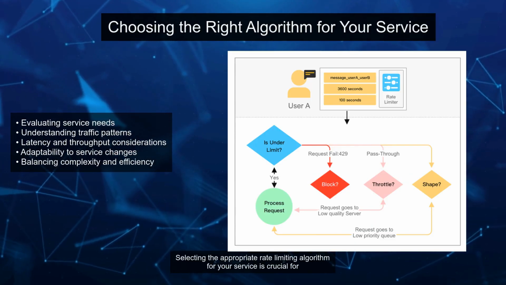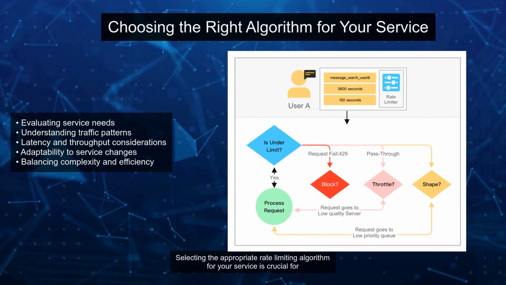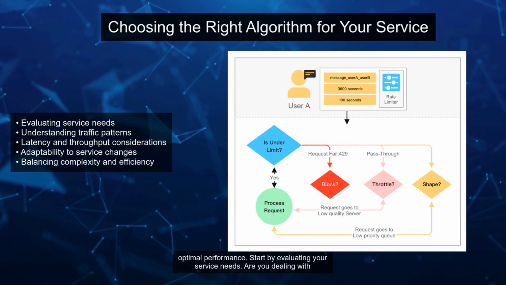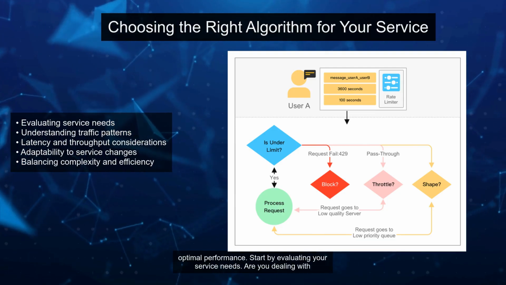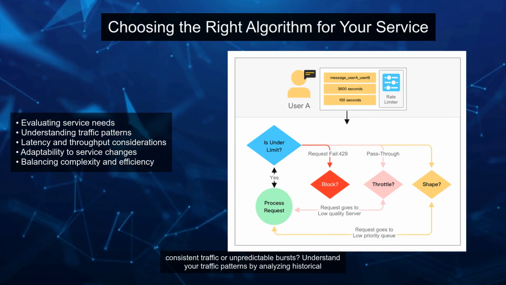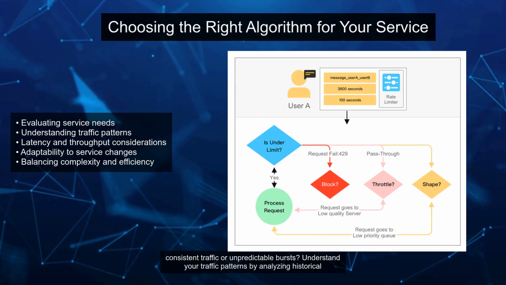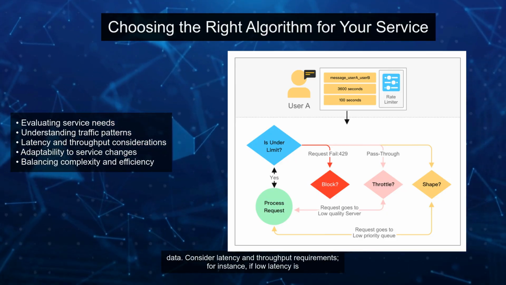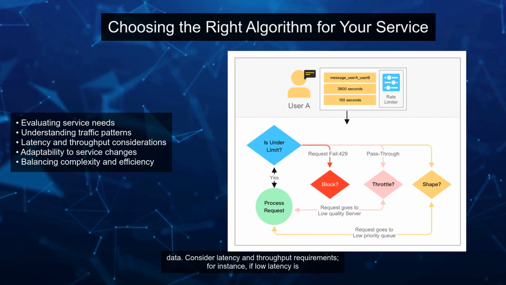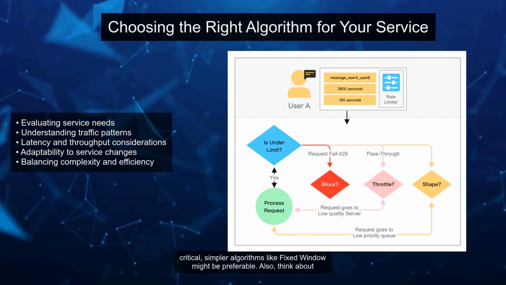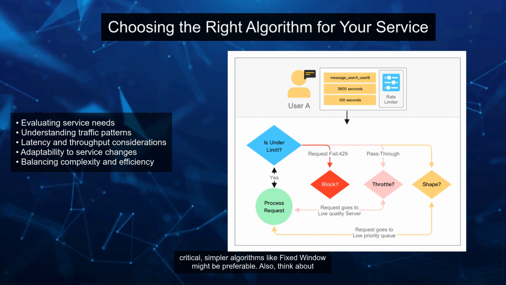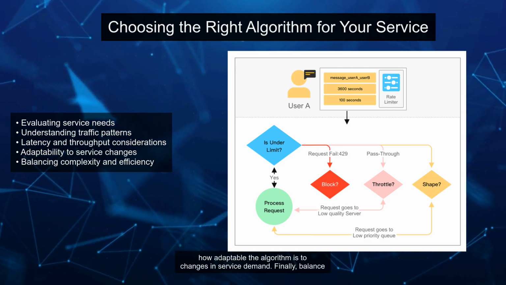Selecting the appropriate rate limiting algorithm for your service is crucial for optimal performance. Start by evaluating your service needs. Are you dealing with consistent traffic or unpredictable bursts? Understand your traffic patterns by analyzing historical data. Consider latency and throughput requirements. For instance, if low latency is critical, simpler algorithms like fixed window might be preferable.